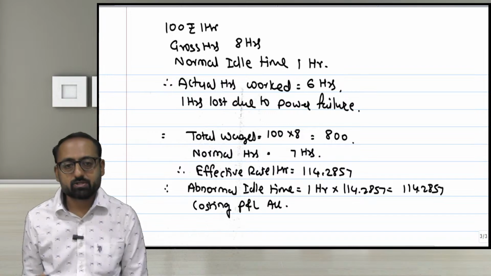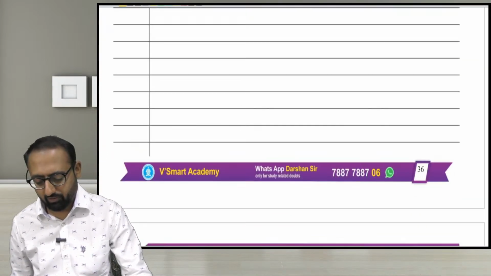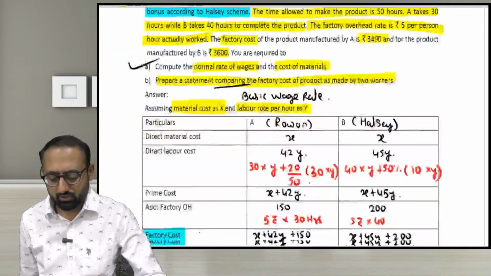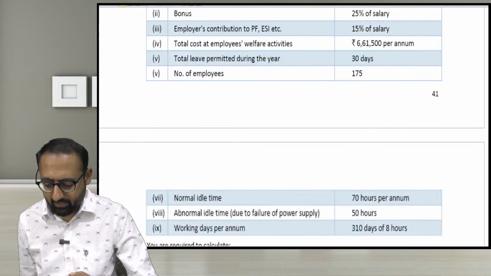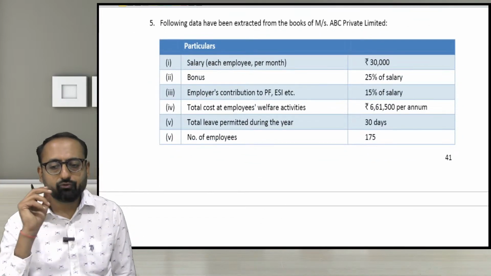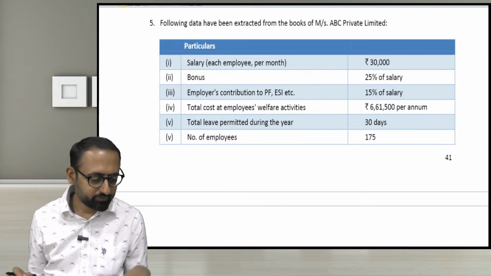You will transfer this to costing profit and loss account. I hope this point is clear to every one of you. Now let's solve more questions on idle time and overtime. So everybody please come to a very important question, that is question number 5. Questions 1 to 4 we have solved in the previous lecture. Everybody please come to question number 5.